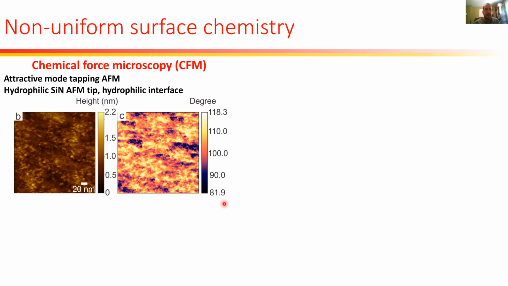What people have found in the past is that these dark regions where the phase is lower correspond to regions that are more hydrophilic than others, where we get an attractive interaction between the tip and the interface. So we conclude that we do see some kind of chemical patchiness on the surface, with some regions much more hydrophilic and some regions much more hydrophobic, like these bright white regions.